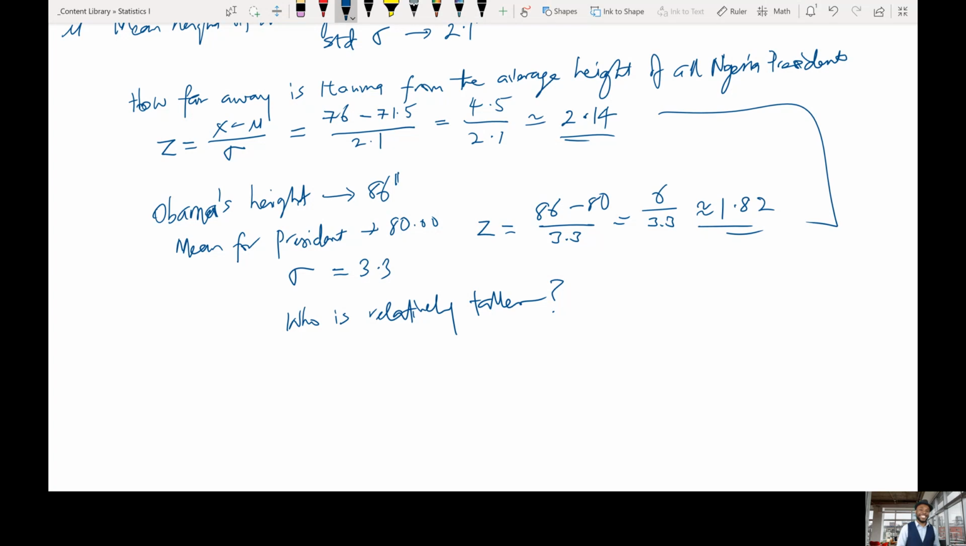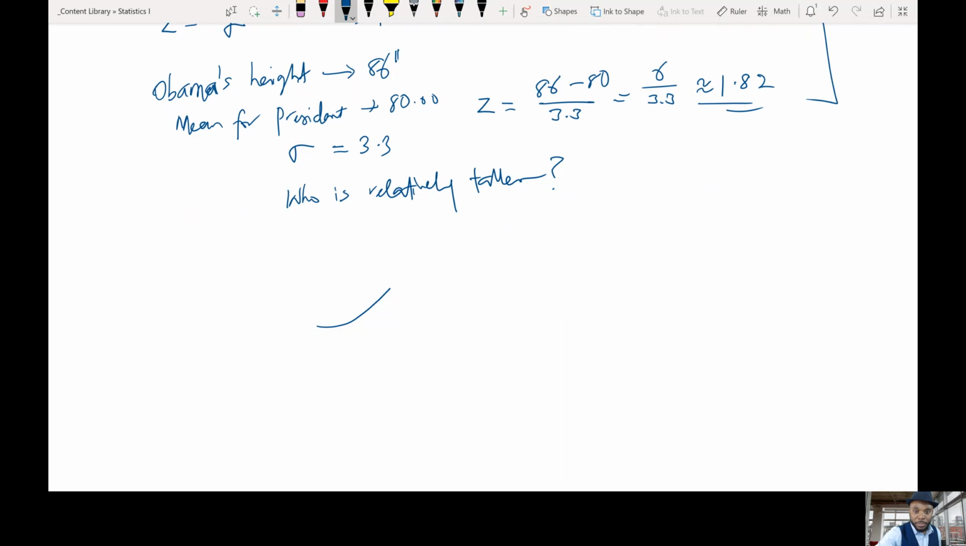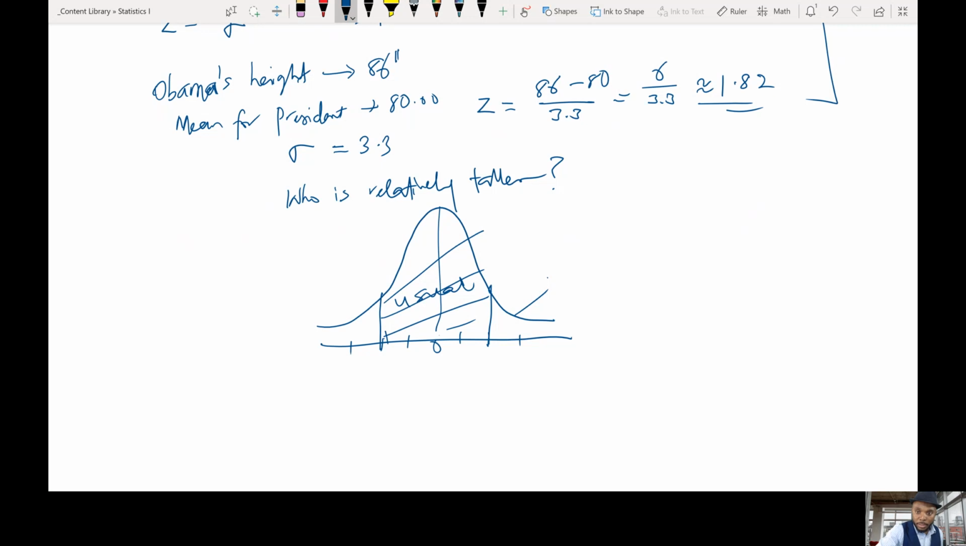Yay! All right. So remember this distribution for the empirical rule. Let's say this is 0, 1, 2, 3 standard deviations, -1, -2, -3. We said within 2 standard deviations is what we classify as usual. Otherwise, this is unusual.